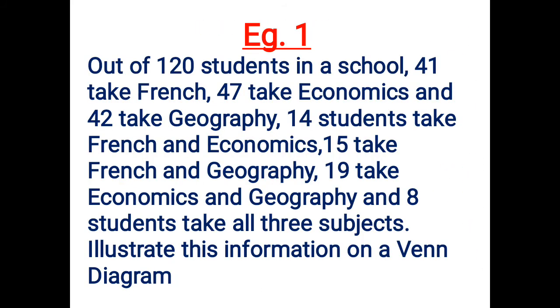So our examples. First example, or example 1. Out of 120 students in a school, 41 take French, 47 take economics, and 42 take geography. 14 students take French and economics, 15 take French and geography, 19 take economics and geography, and 8 students take all 3 subjects. Illustrate this information on a Venn diagram.